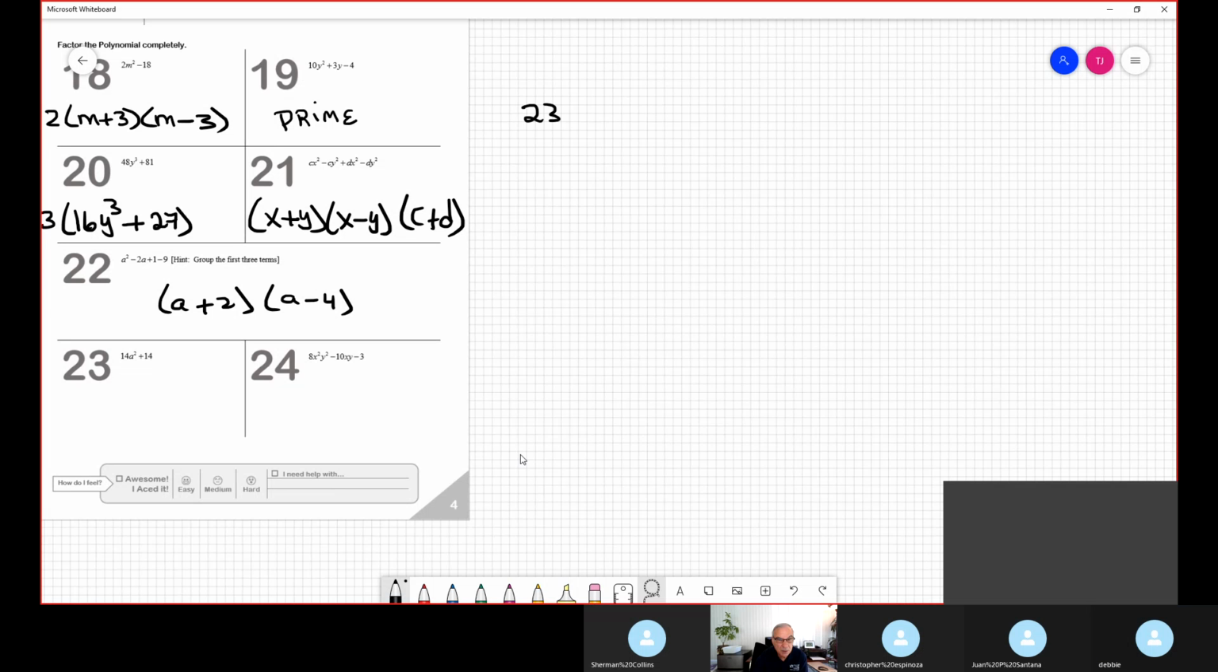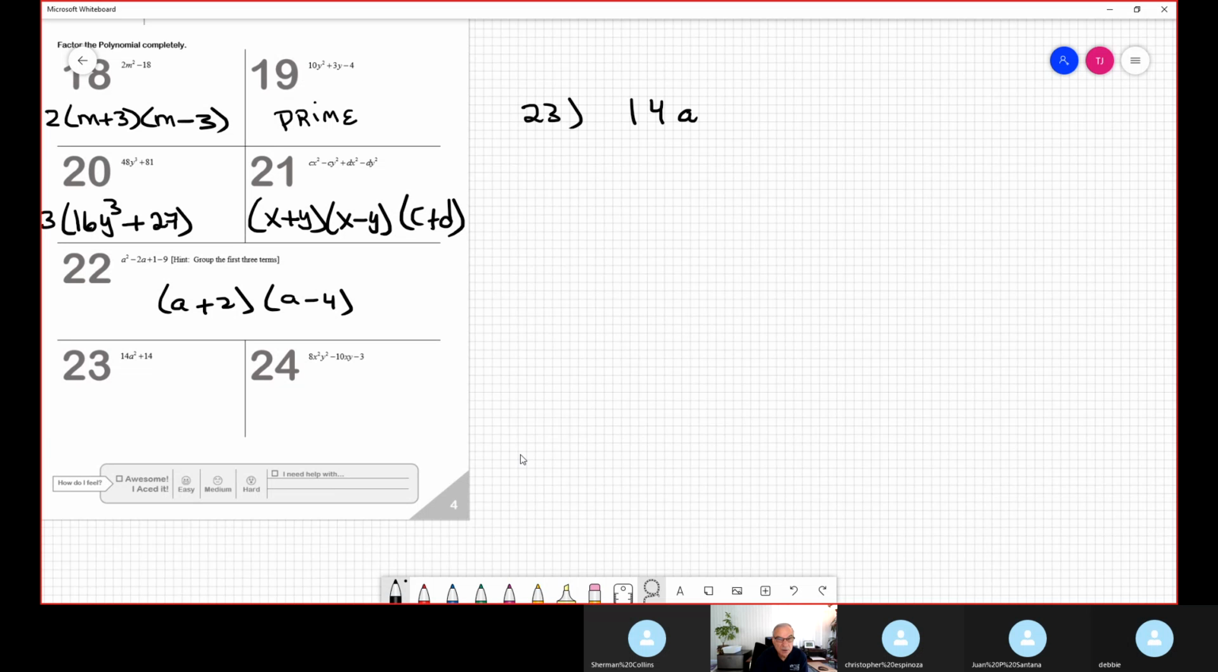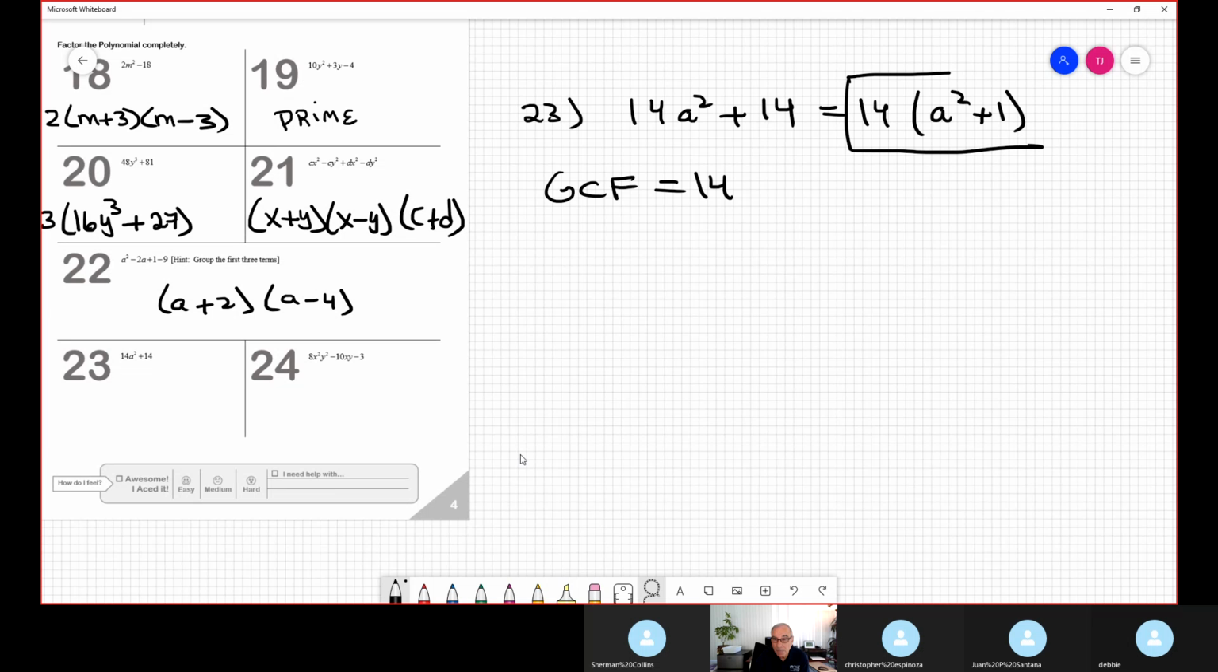23, Santana, look. 14a squared plus 14. Well, the only thing I saw here is the GCF. GCF is 14 because 14 is a common factor. So you factor out 14, you have a squared plus 1, no? Yeah, I know. Okay, the sum of squares is impossible to factor. Therefore, stop. So 14 times a squared plus 1.